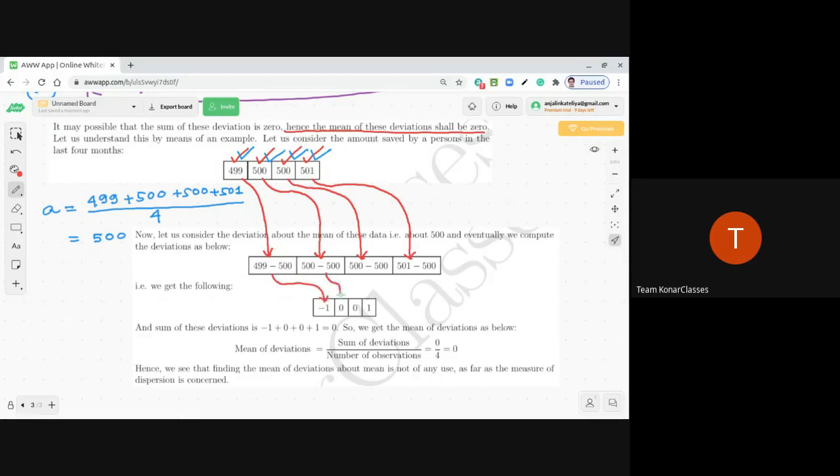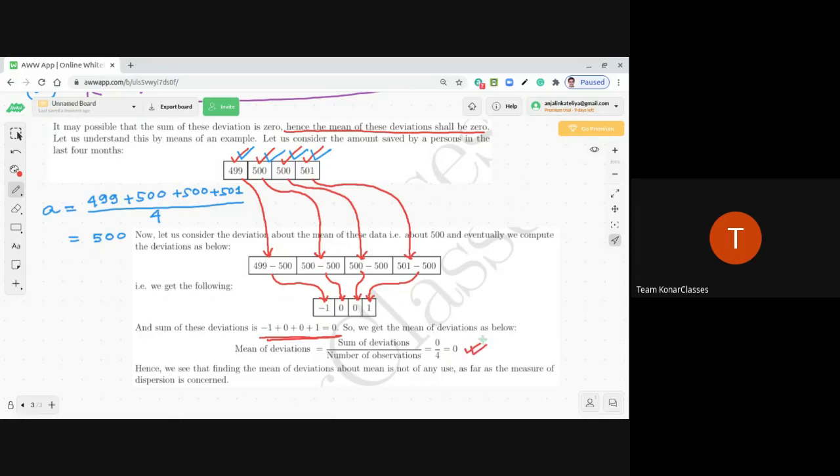Now, if we make this difference, then 499 minus 500 is minus 1. 500 minus 500 is 0. Here also 500 minus 500 is 0. And 501 minus 500 is equal to 1. Now, according to our fundamental definition, what is the mean of deviations? Sum of all these numbers, minus 1 plus 0 plus 0 plus 1, is equal to 0. So the sum of deviations is equal to 0 and the number of observations is equal to 4. So the mean of deviations becomes 0 by 4, that is equal to 0.